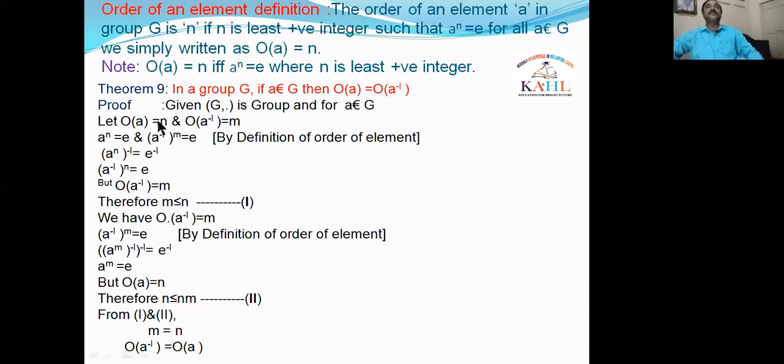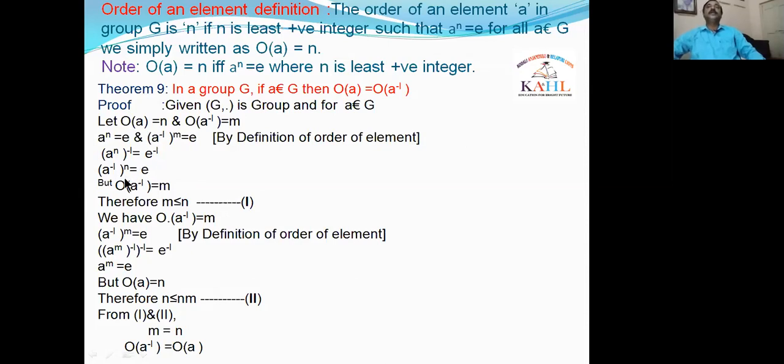Okay, order of a is equal to n. By using the definition, a power n is equal to e, and that n is the least positive integer for a. For order of a inverse equal to m, by the definition of the order of an element, a inverse whole power m is equal to e, where m is the least positive integer in the a inverse case, for the element a inverse.